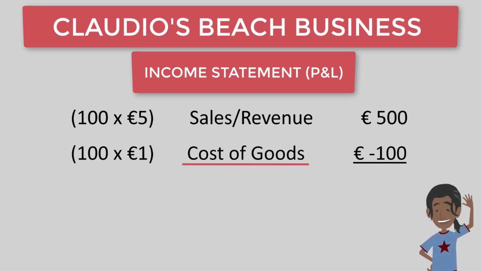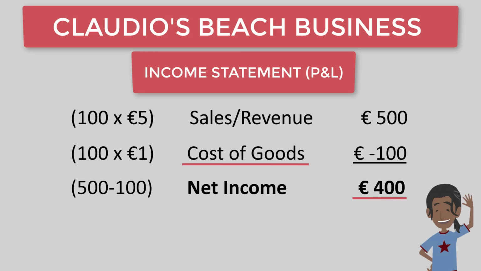We call this the cost of goods, which we need to deduct from revenue. To keep it simple, we don't consider any other costs for now, like fees and taxes. If we add this up, we can see that Claudio made a profit or net income of 400 euros. That's how a simple income statement would look like.